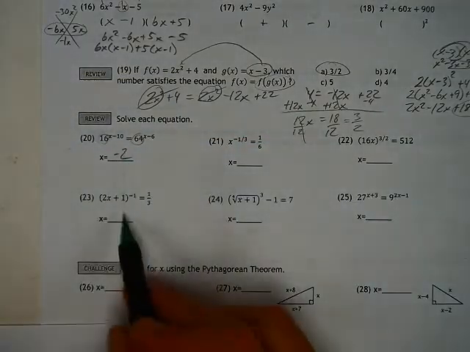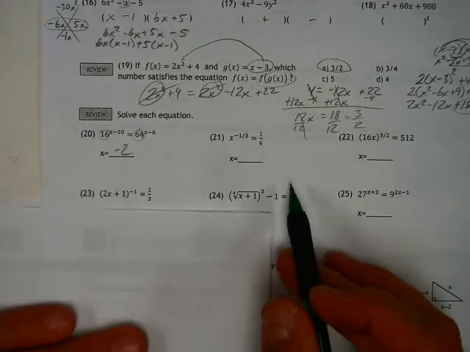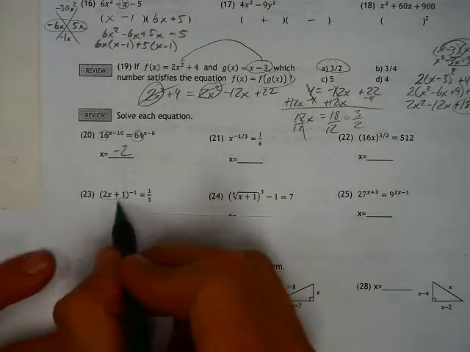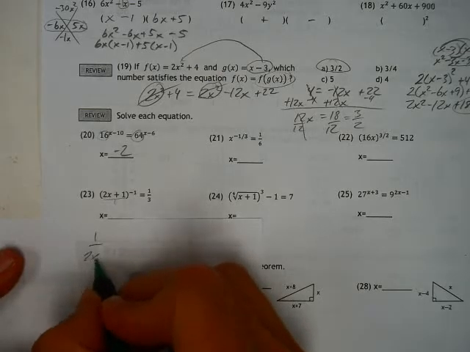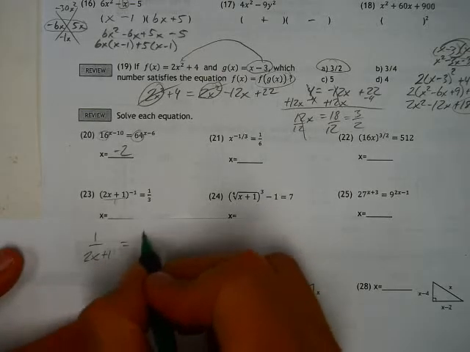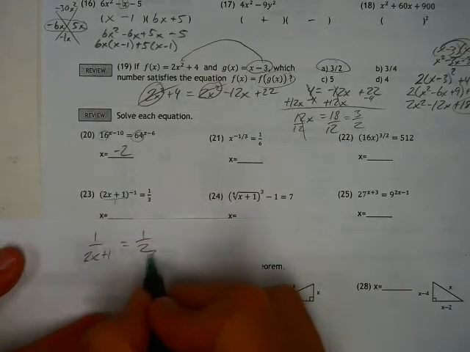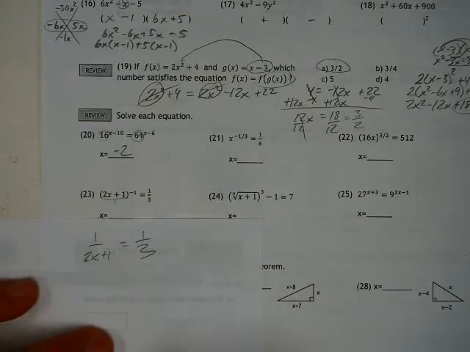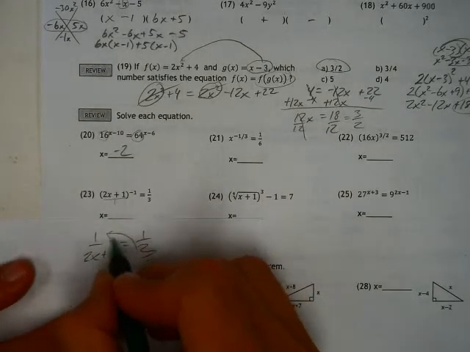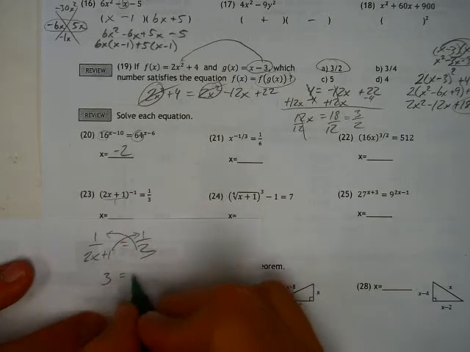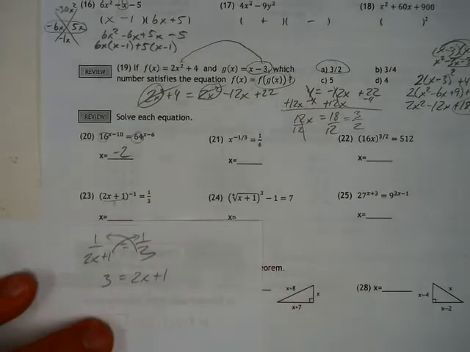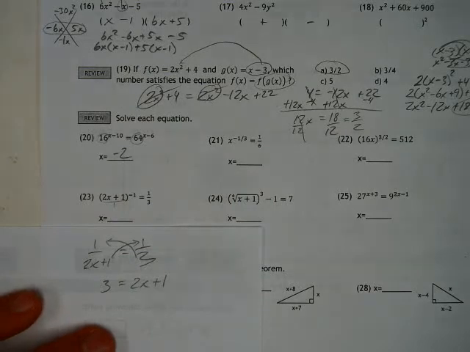If you look at something like this, I would first flip this thing. You know, technically it's over 1. If you raise it to the negative power, it's 1 over 2x plus 1, and it's going to equal a fraction. Anytime you have a fraction equal to a fraction, you should cross multiply. So 3 times 1 is 3. This times 1 is equal to 2x plus 1, and I'll let you finish that.